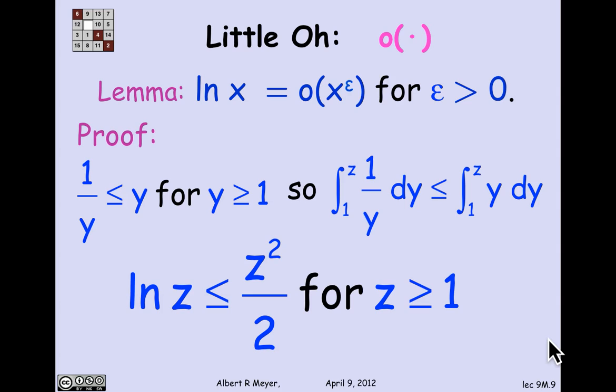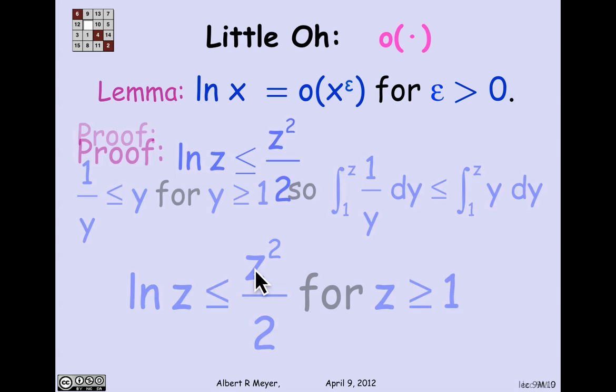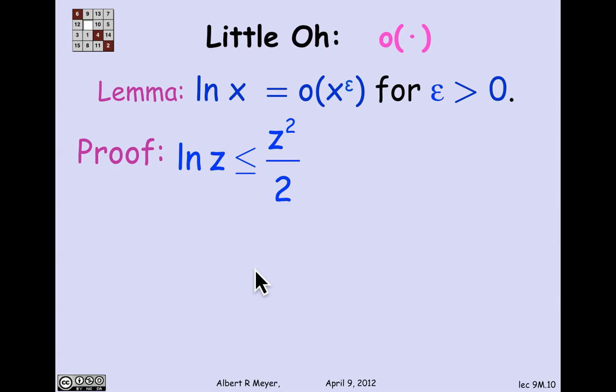We've got log of z less than z squared, but not z to any epsilon power. But we'll get that just by making a smart substitution for z. So that's the next step. We have that log of z is less than or equal to z squared over 2 for any z greater than or equal to 1. Let's let z be the square root of x to the delta, where delta is simply some positive number.